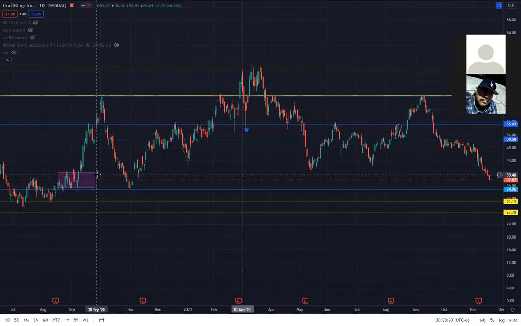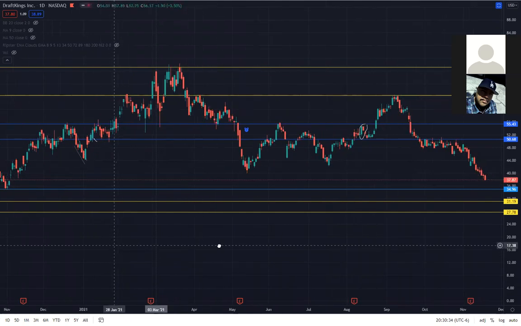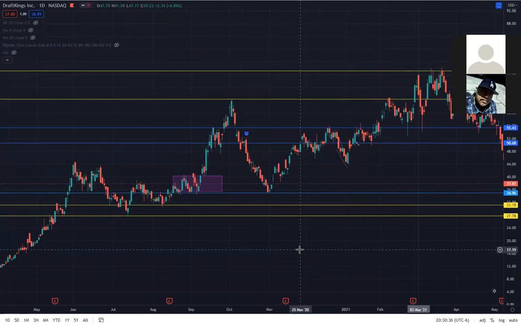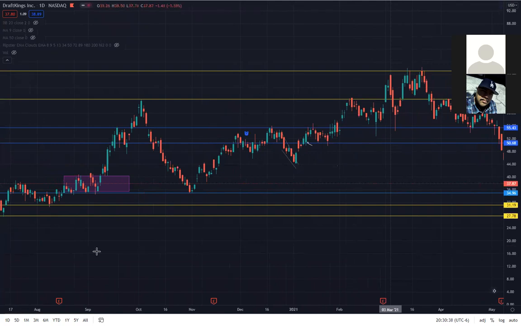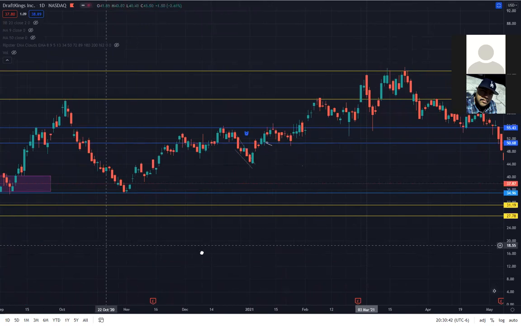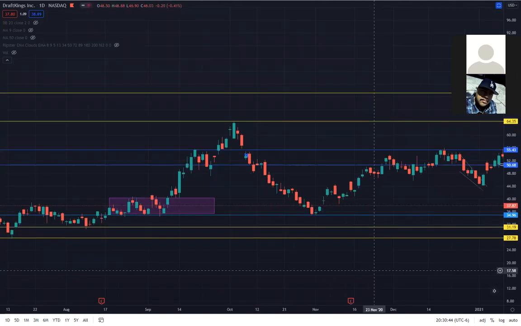So understand, when price is inside of a range, it tends to break out. When it breaks out, that's usually a signal to get ready to hop in that direction. But understand this, the way that price moves, when it breaks out, it likes to break out and retest. What do I mean by that? This is what I mean by that. Like right here is a perfect example.